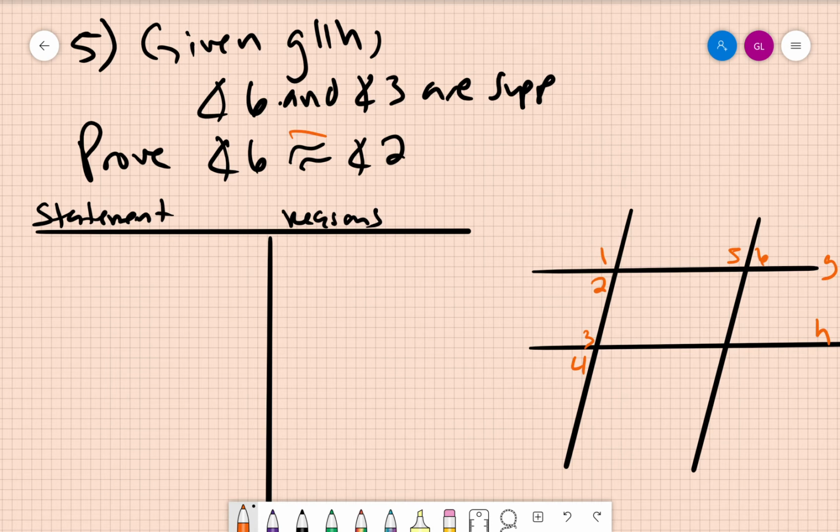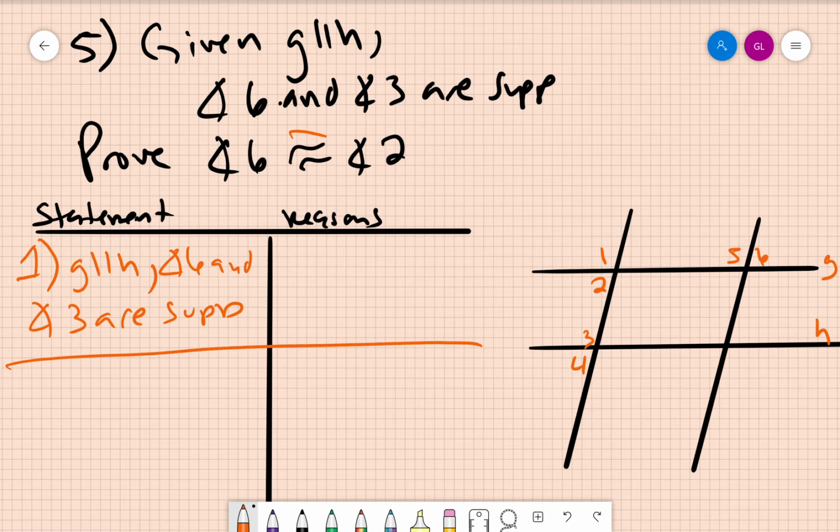Okay, so now first we have our statement here. The first one that we have, see, it's going to be hard to write on this thing. So the first one that we have is just that we're going to provide what's given to us. G is parallel to H, and that angle 6 and angle 3 are supplementary. Reason for that one is just given. So that one we know. All right, great. Second one.